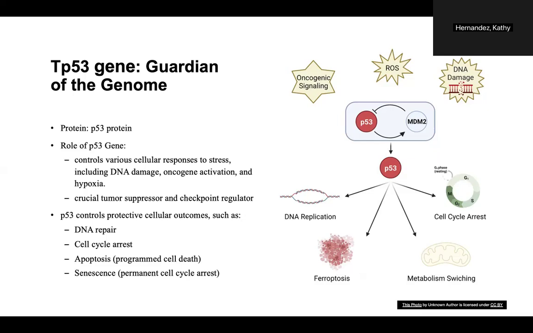So P53 plays a crucial role in cell cycle regulation. We can also see that in the figure to the right, P53 and cell cycle arrest. P53 mediates cell cycle arrest in response to stress signals, which allows cells time to repair DNA damage or prevent the propagation of damaged DNA.